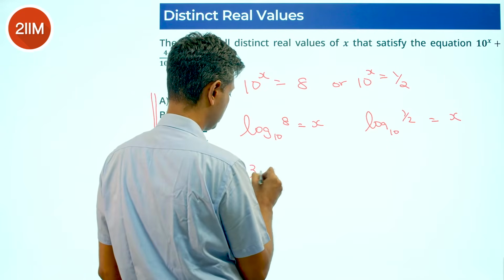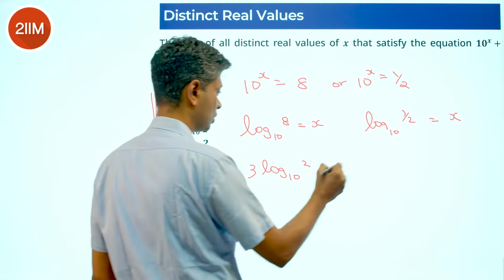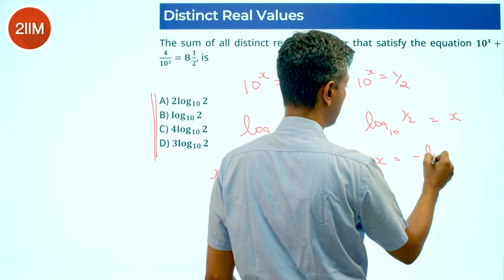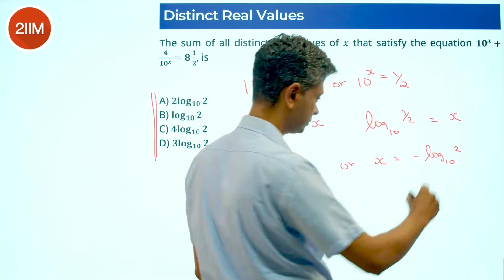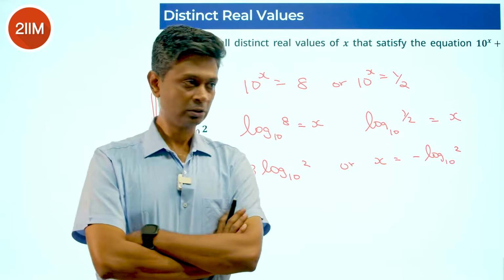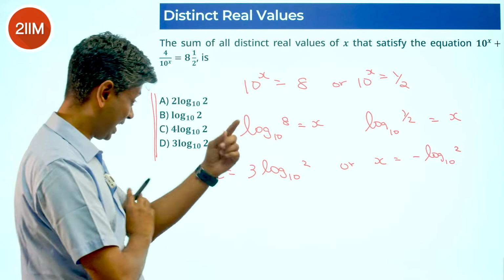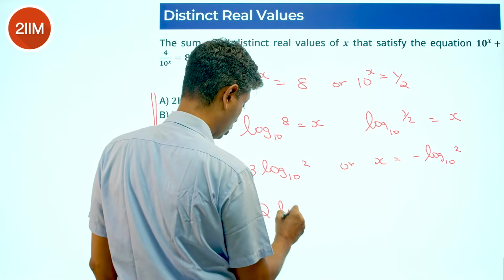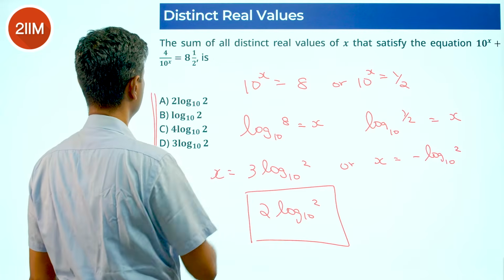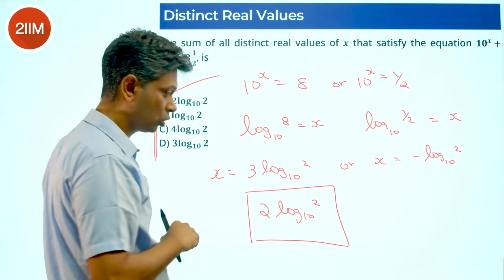So x could be 3 log 2 to the base 10, or x could be 2 power minus 1, so minus 1 log 2 to the base 10. 2 power minus 1 is half, 2 cube is 8. This is 3 log 2 to the base 10, and that is minus 1 log 2 to the base 10. If I add these two, I'll get 2 log 2 to the base 10. Looking for this in choices. 2 log 2 to the base 10.